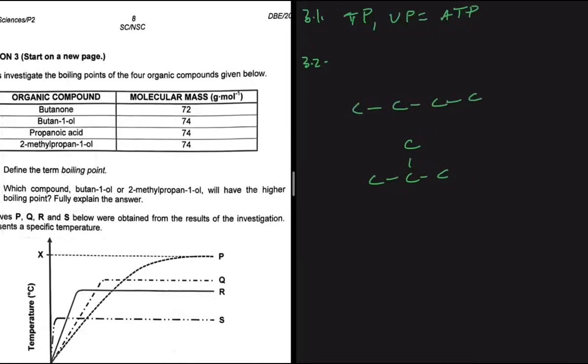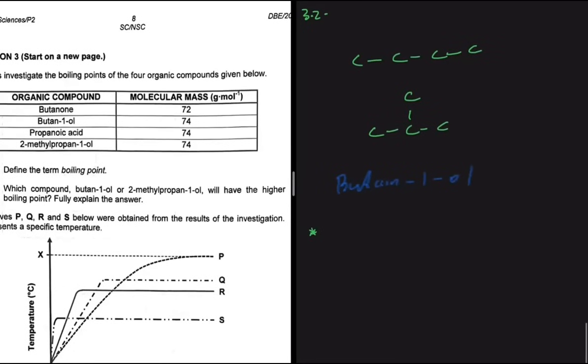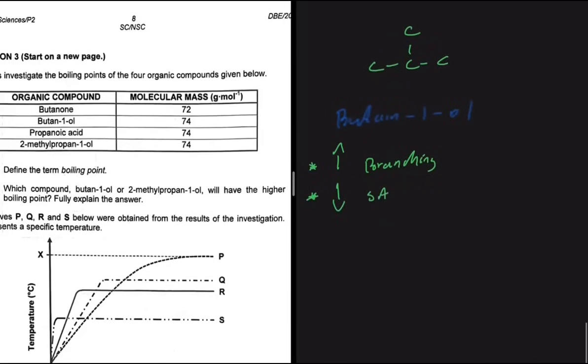So between these 2 compounds, butan-1-ol will have a higher boiling point. Why am I saying so? That is because an increase in branching, right? If the branching increases, then the surface area decreases, right? And then a decrease in surface area decreases the intermolecular forces. And then if intermolecular forces decrease, less energy is going to be required to overcome the intermolecular forces, and consequently a lower boiling point. So the boiling point will also be lower.